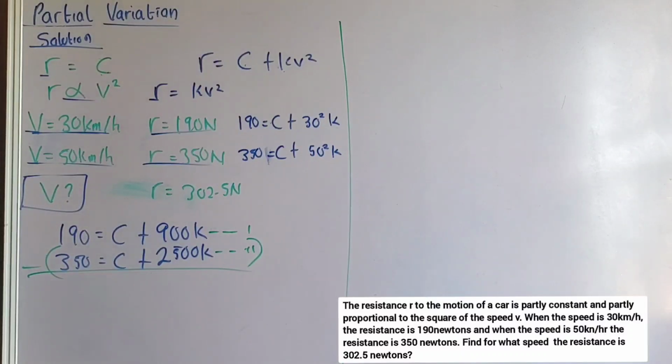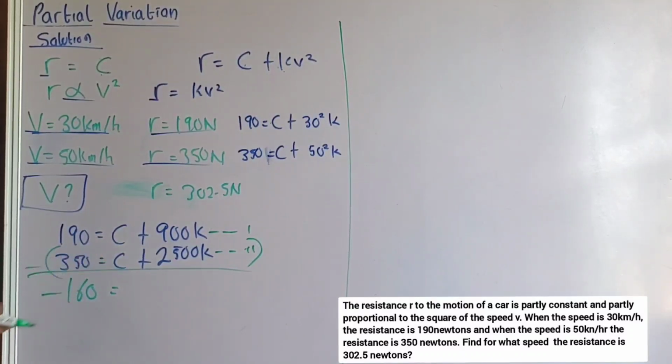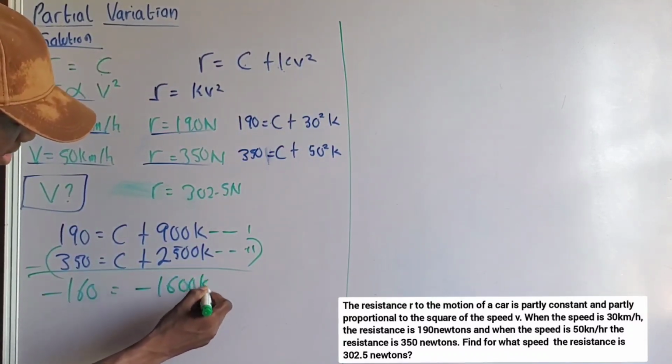We're going to do it step by step. 190 minus 350, that is negative 160. So I'm going to have minus 160 equals C minus C, that is 0. 900 minus 2500 will give us negative 1600, so minus 1600k. Do you understand?